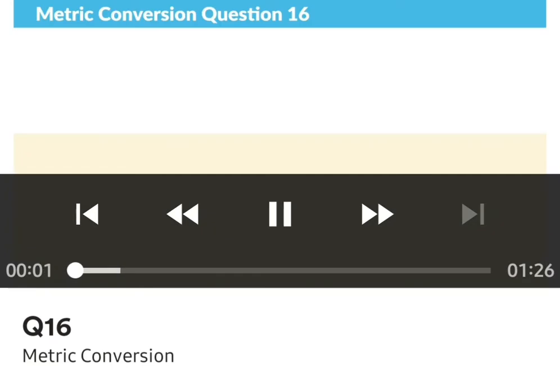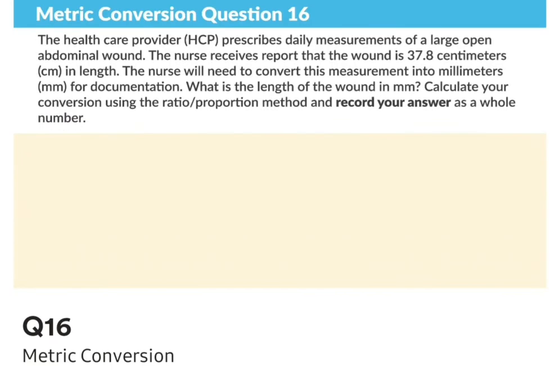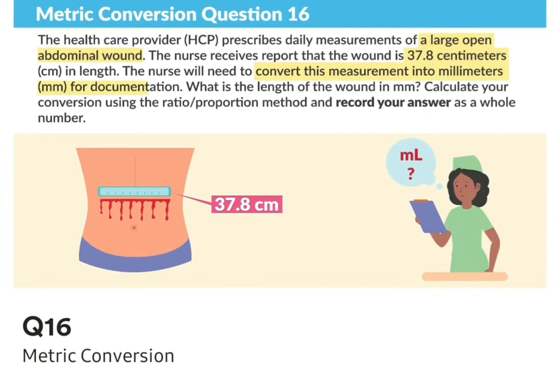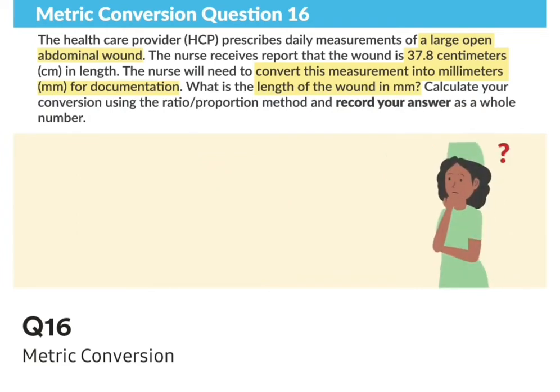Now for question 16. The provider prescribes daily measurements of a large open abdominal wound. The nurse receives reports that the wound is 37.8 centimeters in length. Now, the nurse needs to convert this measurement into millimeters for documentation. So what is the length of the wound in millimeters? So once again, we're using the ratio proportion method, and we're recording the answer as a whole number.